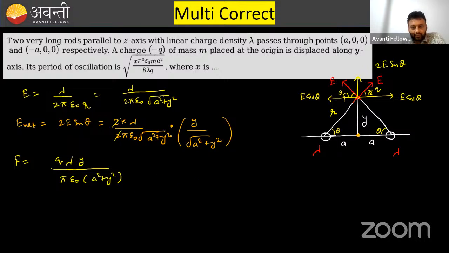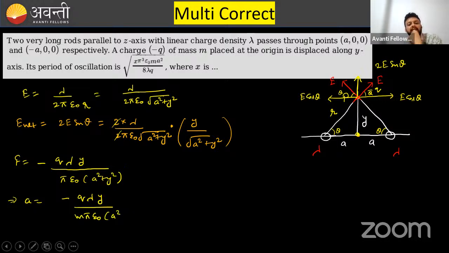Correct. And this force will be in downward direction. So I am placing minus. Downward direction means towards the mean position, towards the equilibrium position it is moving. Can I say the acceleration of the particle will be minus a is equal to F by m, q lambda y by m pi epsilon naught a square.